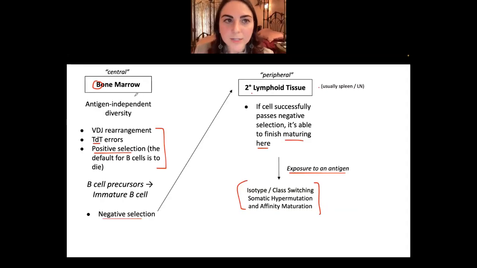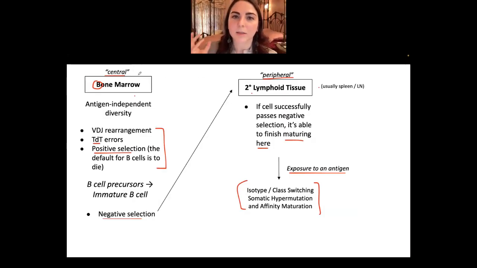So central tolerance for a B cell would be things happening in the central organs, which are your primary lymphoid organs. Peripheral tolerance, or anything with the word peripheral, means now it's in the peripheral blood, so it's in a secondary lymphoid tissue or something like that. If I'm going to start throwing these words around, I want you to keep that straight.